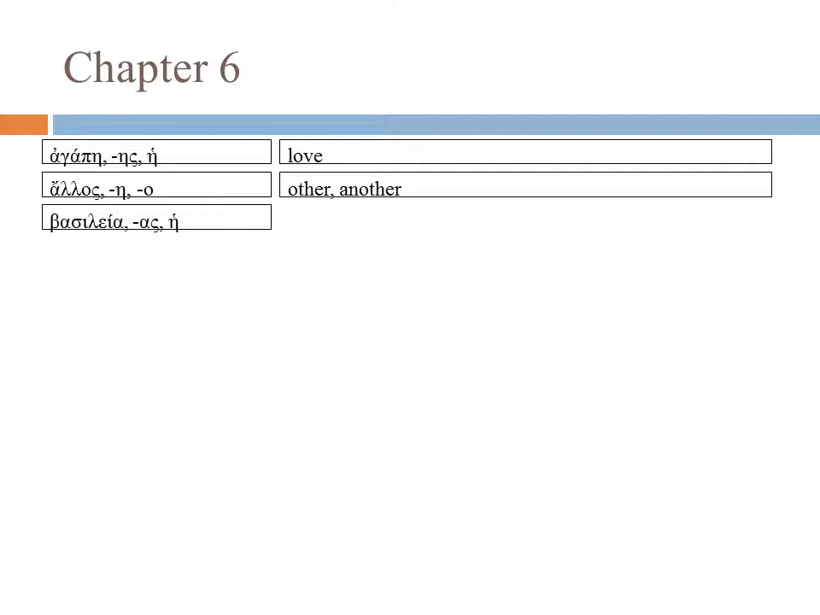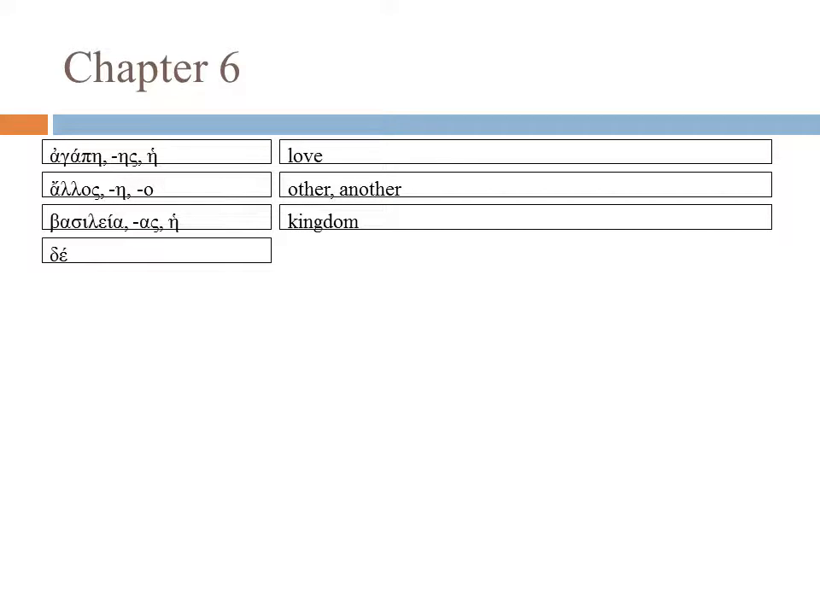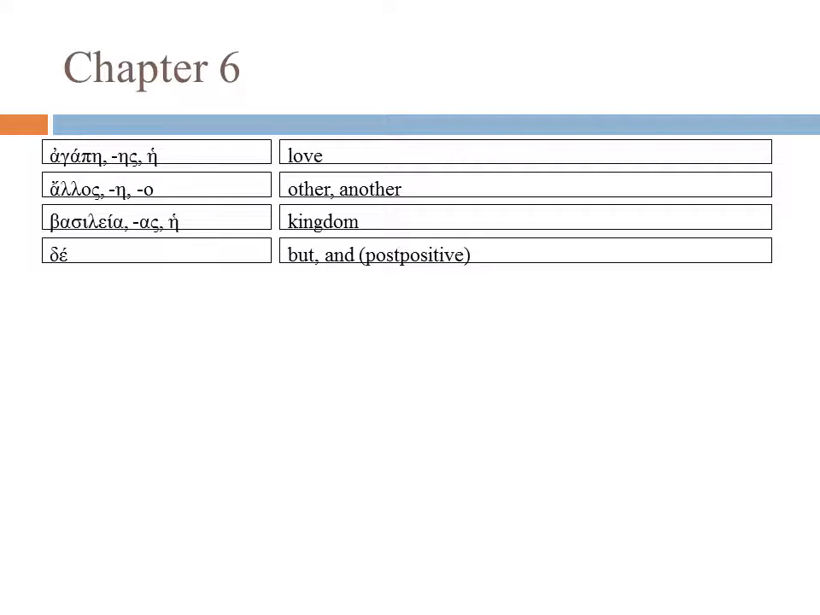Basileia. Basileia is a first declension noun. It is feminine, and it means kingdom. De. De is a conjunction meaning but or and is a postpositive. That means it will always come as the second word in the sentence. Even if it begins a sentence, it will come as the second word.